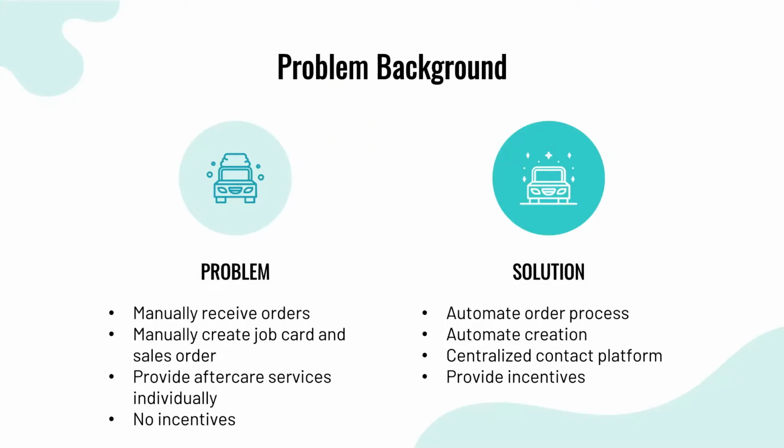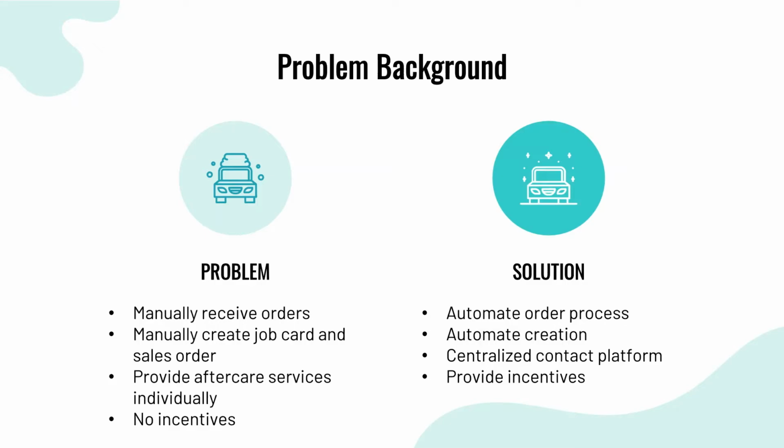The next slide is the problem background. The problems found after the interview session are, firstly, the product owner has to manually receive a significant amount of orders, and creating the job cards and sales orders for them every day is a hassle. The next problem is that the product owner also personally provides aftercare services to each of the customers individually through WhatsApp, which is time consuming, and there are also no incentives for keeping the customers loyal besides good service.